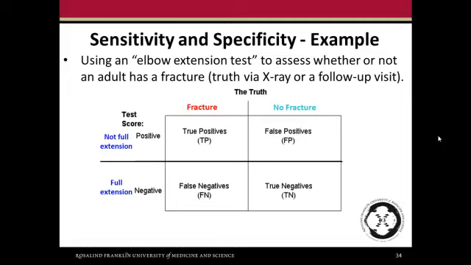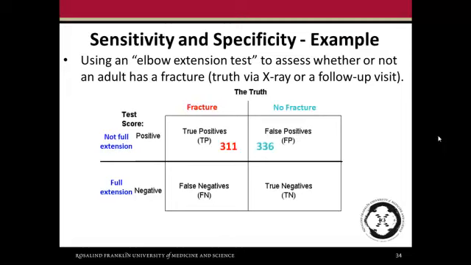So here's an example with an elbow extension test used to assess whether or not an adult had a fracture. The truth was determined either by an X-ray or a follow-up visit approximately 10 days later. So the truth is that they either have a fracture in the left-hand column or no fracture in the right-hand column. And the test score is that they cannot fully extend their arm, so their elbow. A positive would indicate that they had a fracture, and if they had full extension, that would be a negative test result.